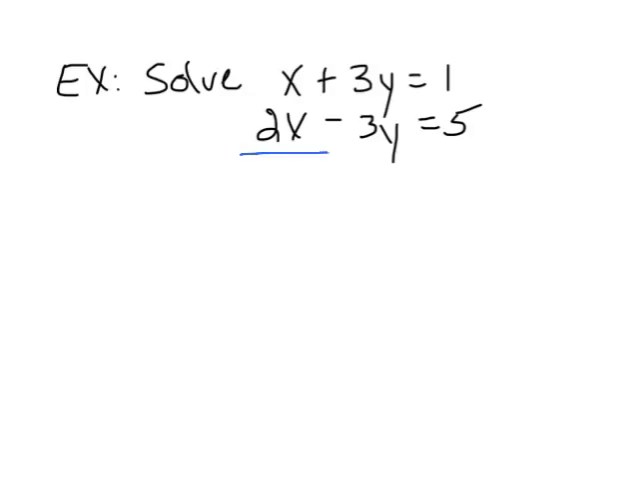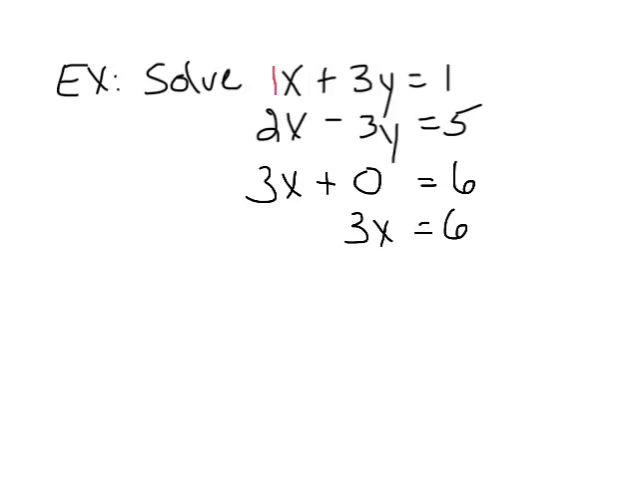So in this case, we just add x's to x's, y's to y's, and answers to answers. We keep everything lined up. So remember, there's an implied 1 in front of that x. So x plus 2x is 3x. It's not just 2x. There's an implied 1 there. 3y plus negative 3y ends up being 0. And then 1 plus 5 is 6. So we end up with a very simple equation. 3x is equal to 6. Divide by the coefficient, and you have an answer for your x value.